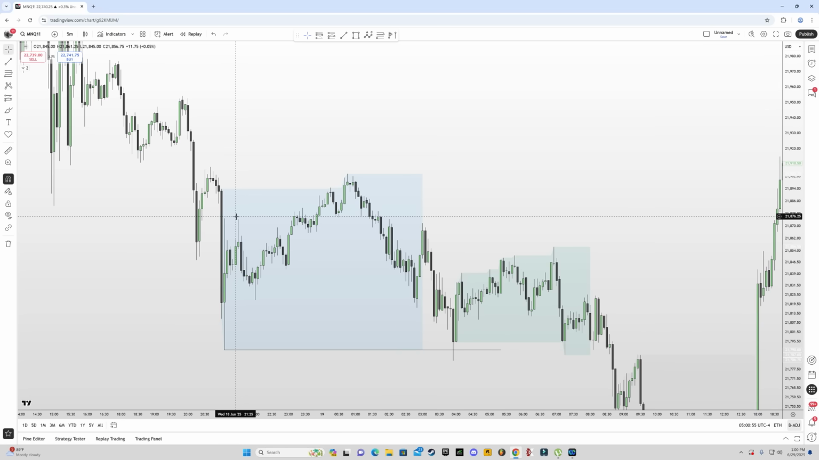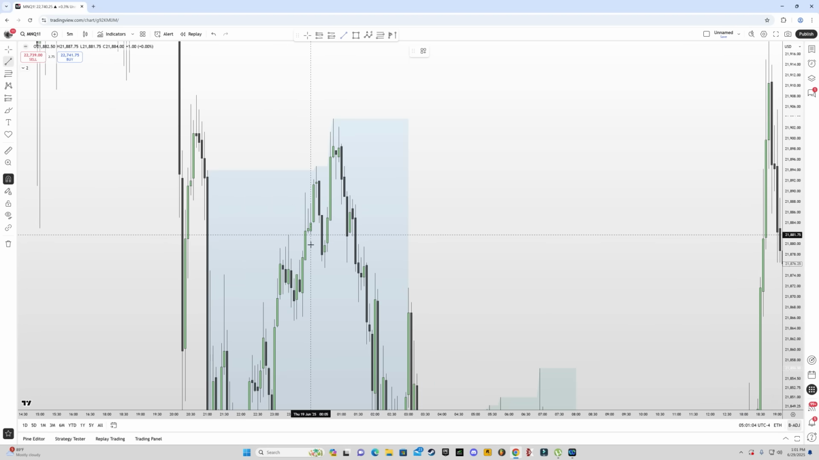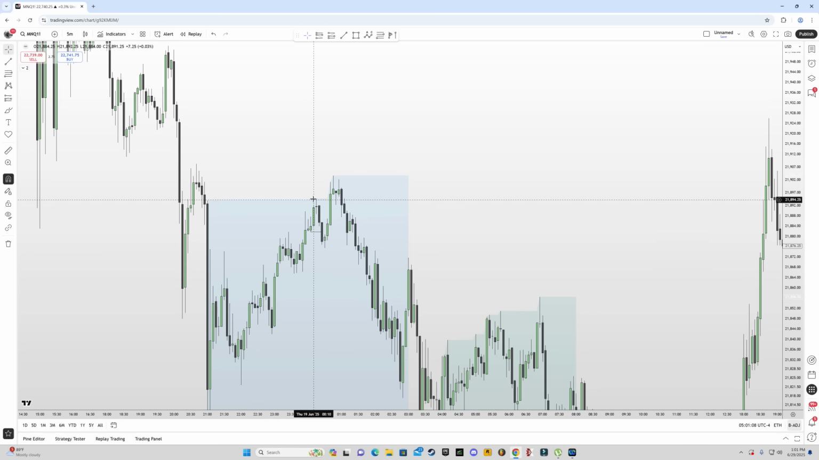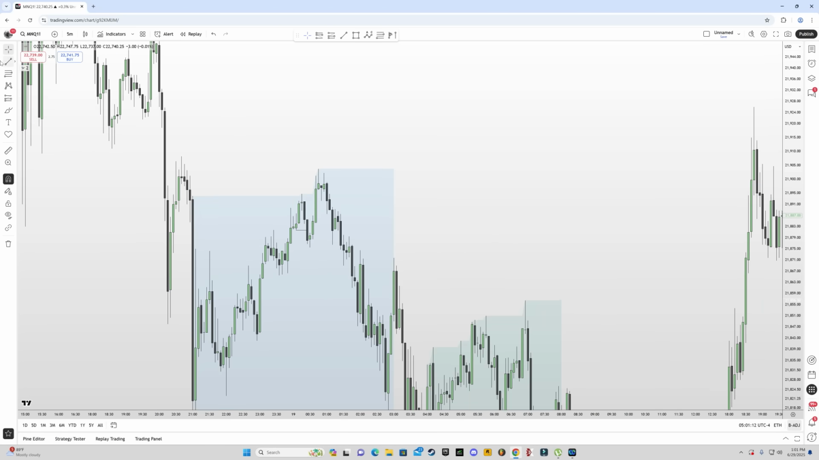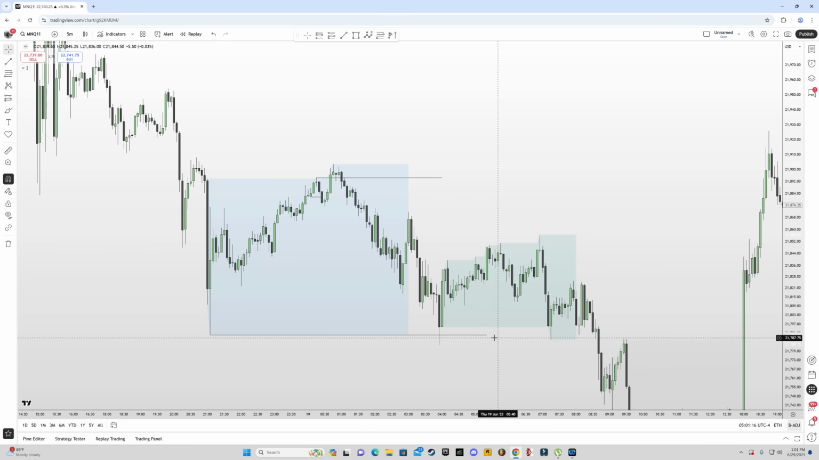So we have a higher high, higher low, then we have another higher high, higher low, and then a higher high, and then look here what happened. We got our market structure shift, right? Now, this high becomes your range high, and we have the range low. So you would mark this out as your range high, and we have the range low.